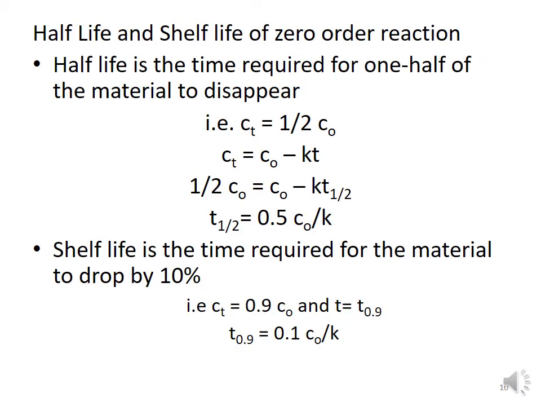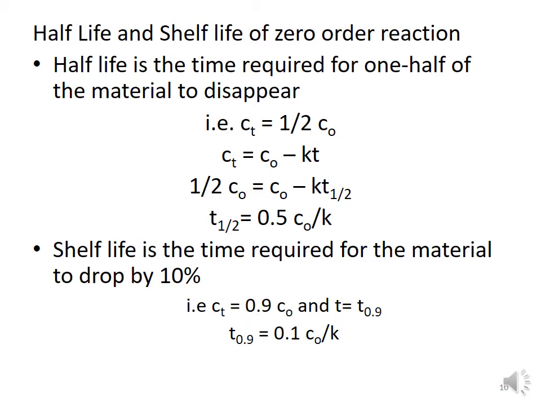Okay. Half-life and shelf life of zero order reaction. Half-life is the time required for 1/2 of the material to disappear. It is the time required at which C has decreased to half of its original value. The shelf life is the time required for 10% of the material to disappear. It is the time at which C has decreased to 90% of its original concentration.